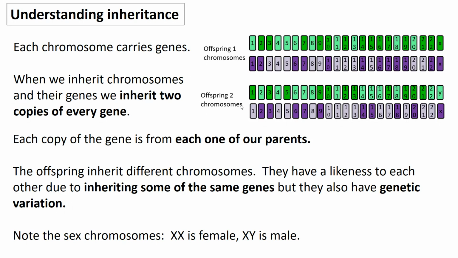If you look at this person, offspring 1 has inherited an X from their dad and an X from their mum, so they are female. Offspring 2 has inherited a Y from their dad and an X from their mum, so they are male.